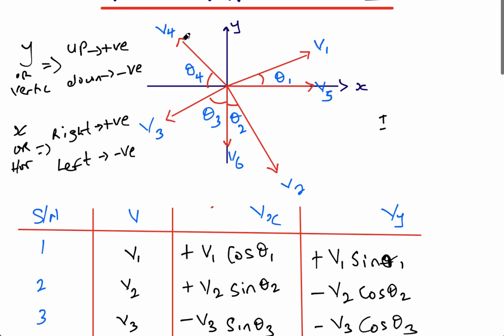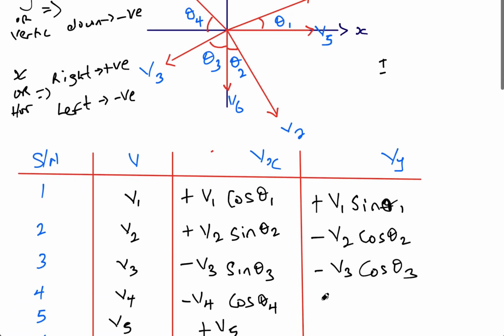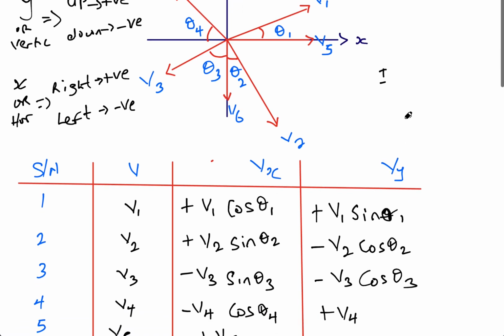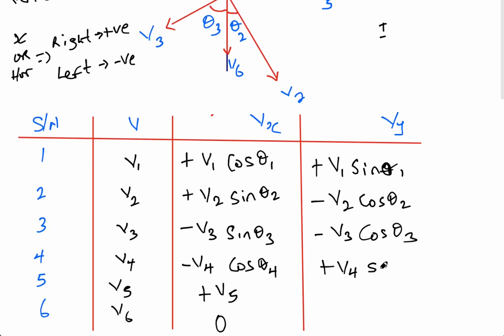Let's go to V4. V4 is up now, so we have a positive V4. Now let us look at angle theta 4. Angle theta 4 is made with the x-axis, but I'm currently dealing with the y-axis. Since they are different, therefore I will use sine of theta 4.